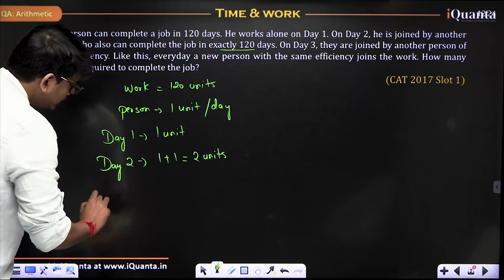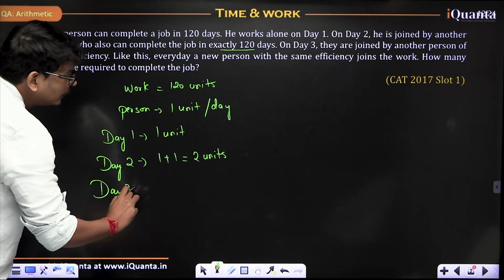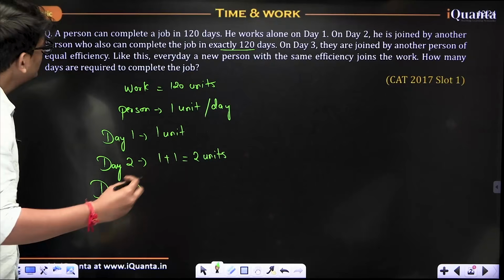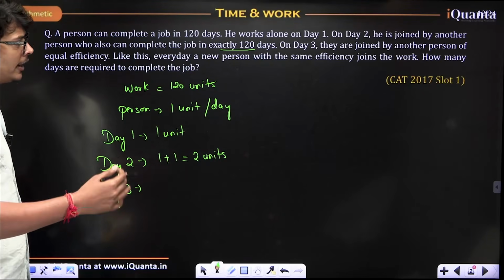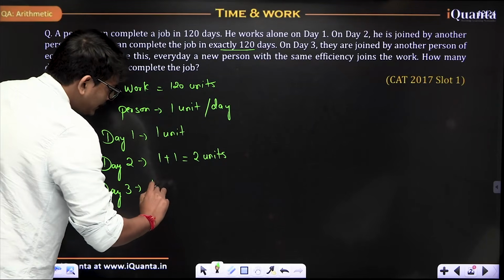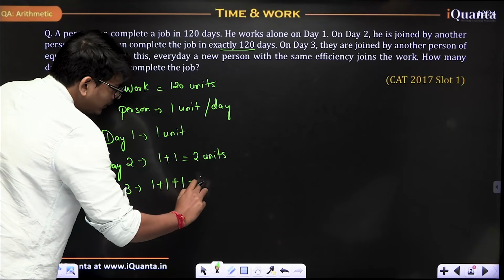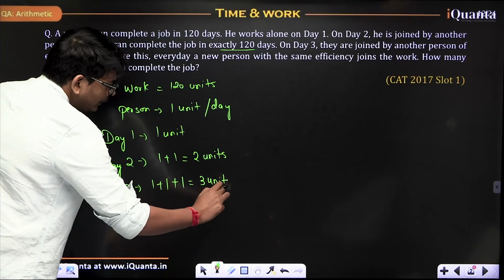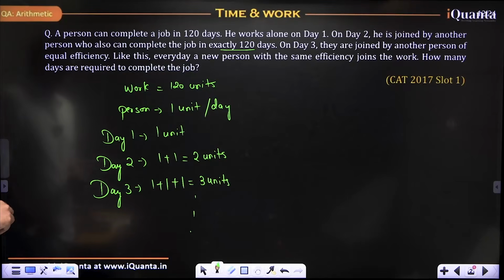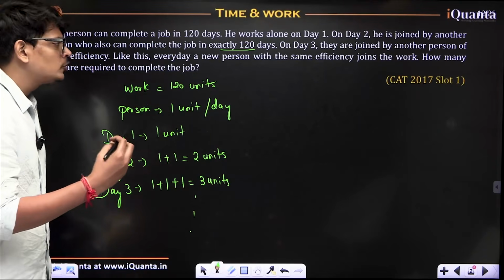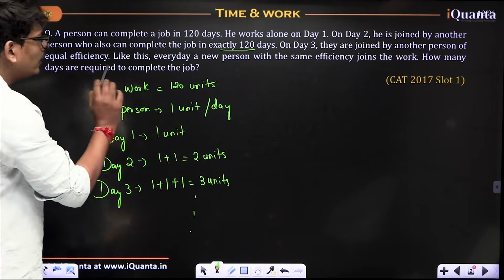On day 3, they are joined by another person of equal efficiency. Okay, one more person comes. So that means we can say now work done will be 3 units and so on. Like this, every day a new person with the same efficiency joins the work. How many days are required to complete a job?